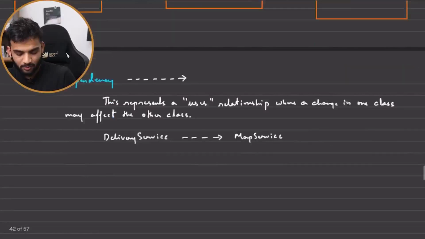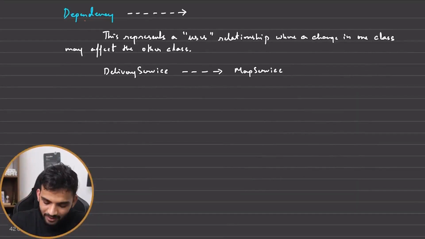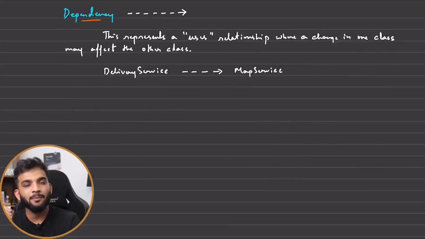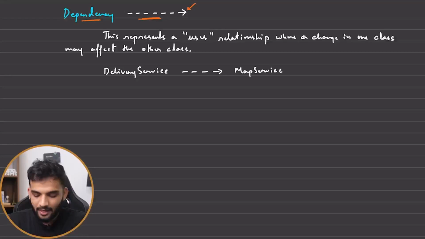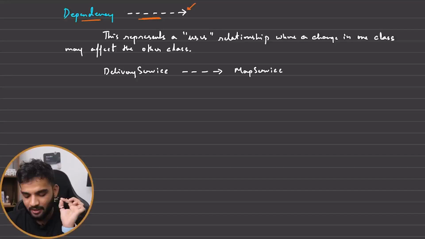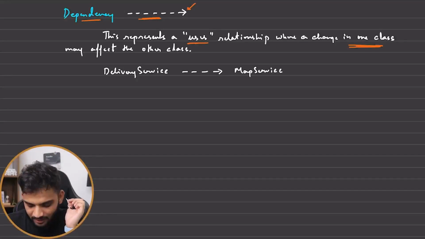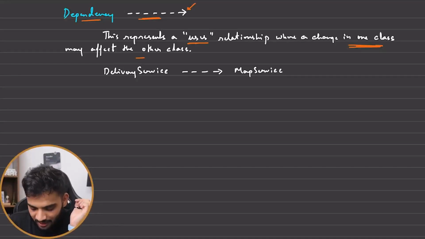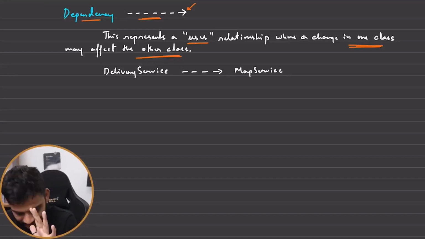Now coming to the last one, yes, this is the last one, which is dependency. This will be represented by dotted lines and an unfilled arrow, like a normal arrow. This represents a relationship where a change in one class may affect the other class. Do you get this? Let me explain.